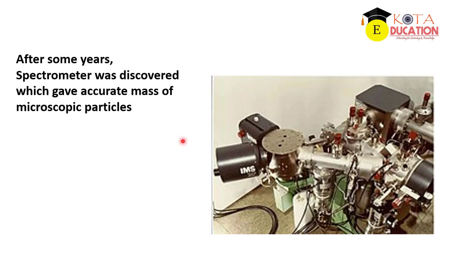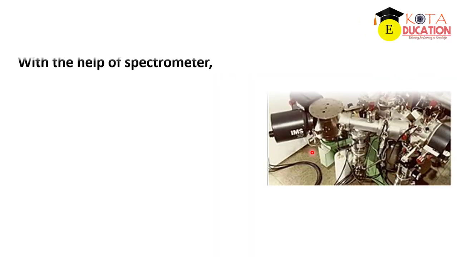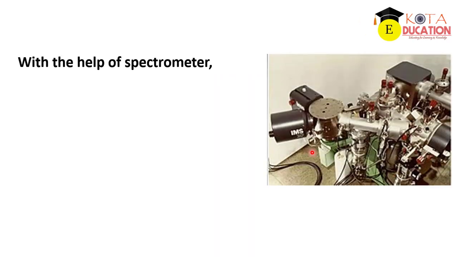Next, after some years, as time progressed, this wonderful instrument, the mass spectrometer, was discovered. It gives the accurate mass of all microscopic particles, whether it is an atom, molecule, electron, or proton. These are very small values, and it gives the accurate mass. So this is a wonderful instrument which was developed to give the accurate mass of all the microscopic particles.